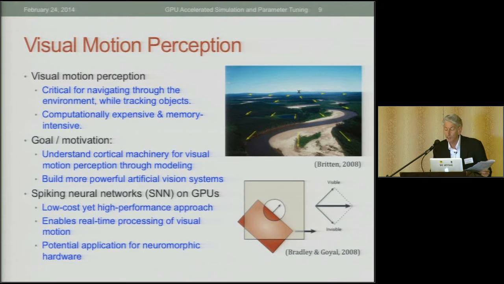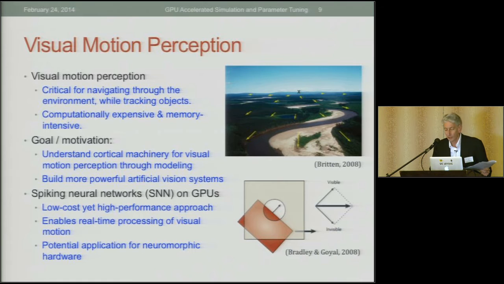Imagine if you're going through a cluttered environment and trying to track an object. We can do that very nicely and easily because we have this motion perception ability that sometimes we just completely take for granted.